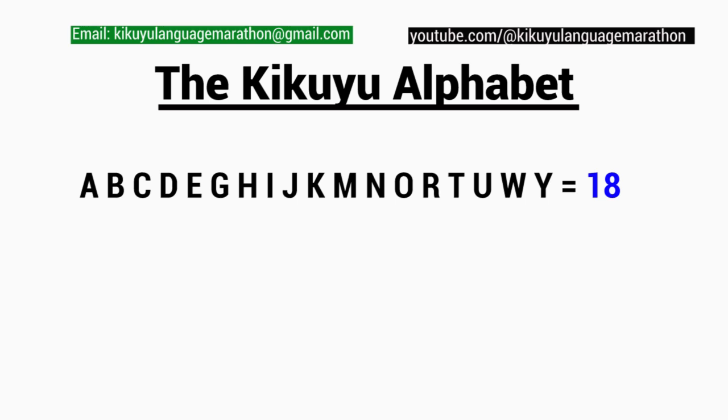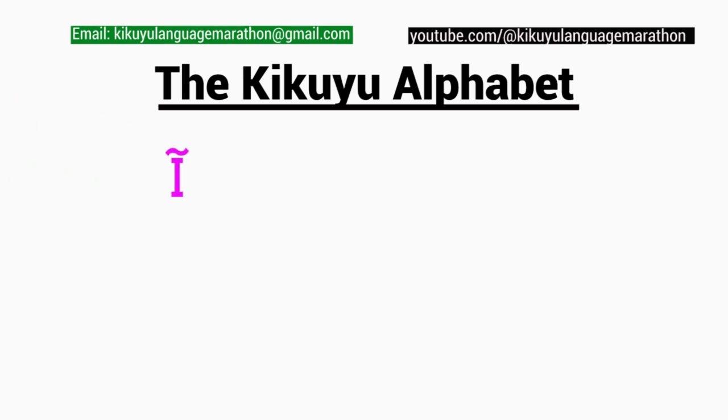However, the Kikuyu alphabet also adds 2 other letters. These 2 other letters also form part of the Kikuyu vowels. These 2 letters are this one here and this other one here too. We will learn about their sounds or how they are pronounced later. So now, the full Kikuyu alphabet is made up of 20 letters as shown here.